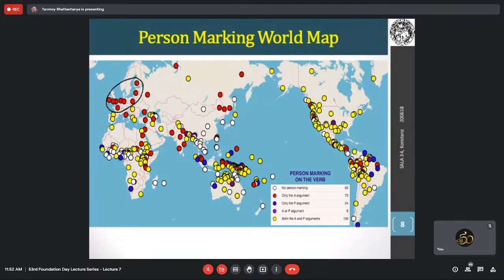And I don't know if you can read it, but yellow spots indicate both, let's say, just to simplify, we'll talk about subject and object, although they're not similar. This is A and P arguments, but we'll pretend that these are subject and object in most cases. So, agreement of both the elements, subject and object, seems to be the case. Even in this sample of 378 languages, you see that most languages actually show both agreements.